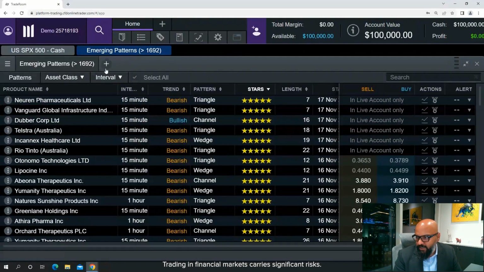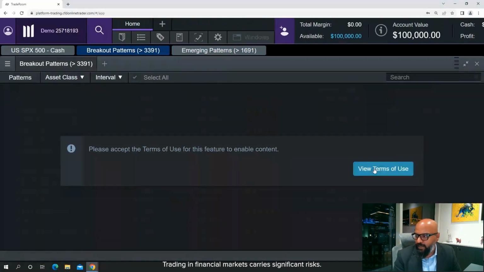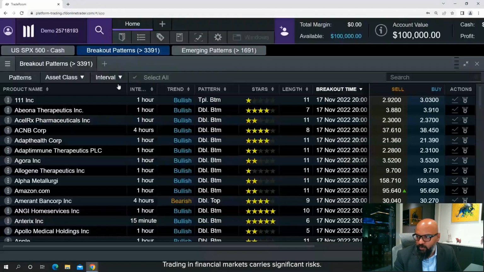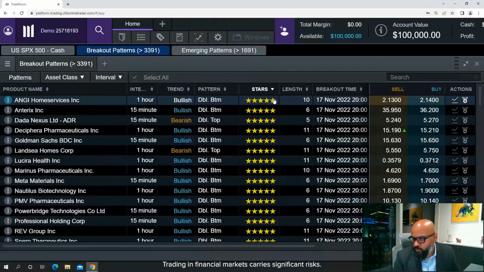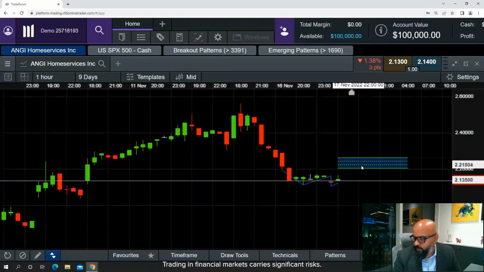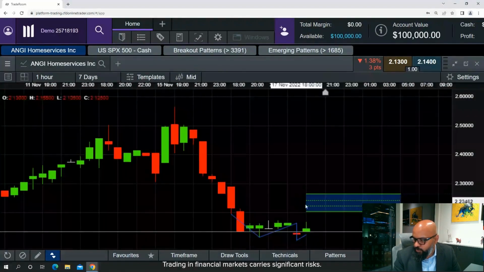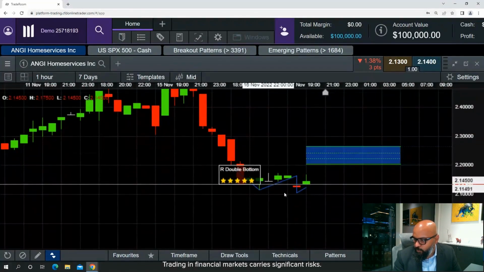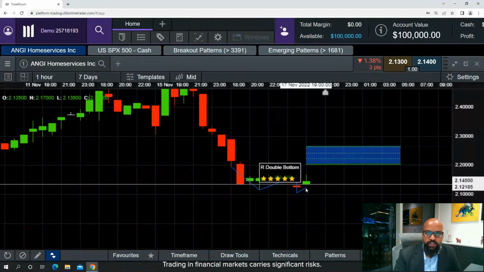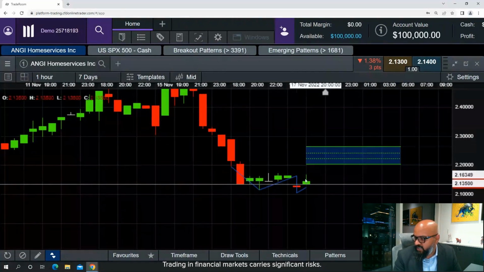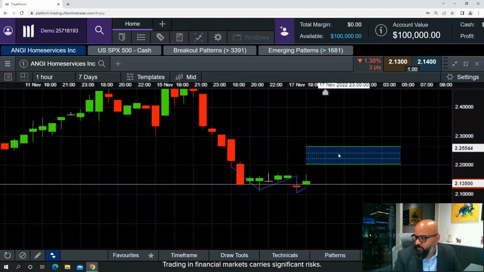Let's look at breakout patterns. Breakout patterns is what people look to trade on. So in breakout patterns, I have a five star on this particular stock. If I just click on this, let's see what pattern is showing. It's showing me a double bottom. Double bottoms are usually two supports, and it is expecting the prices to go up to this target. So these can be first target, target 2, target 3, and target 4.